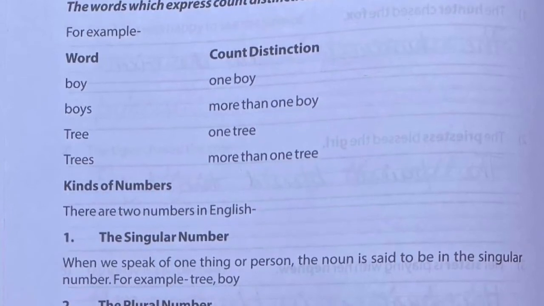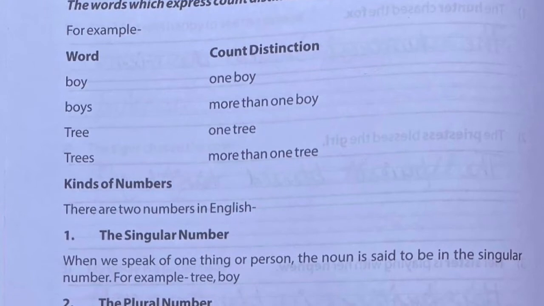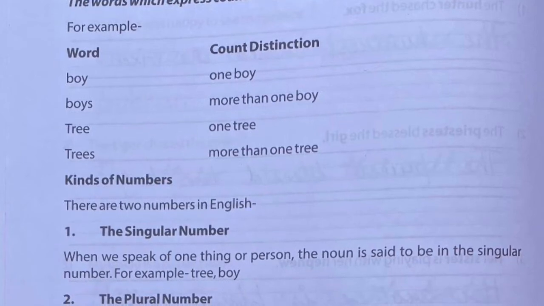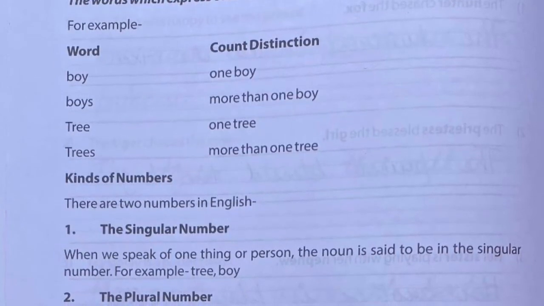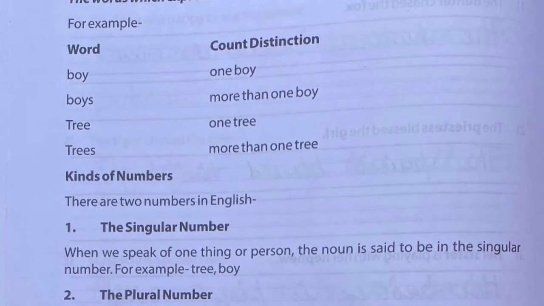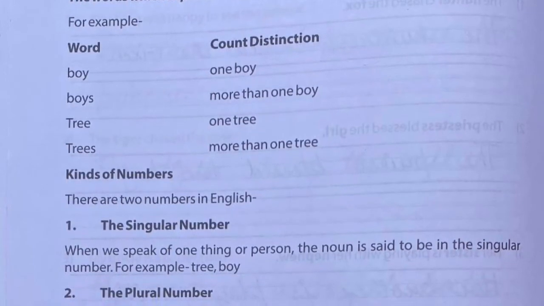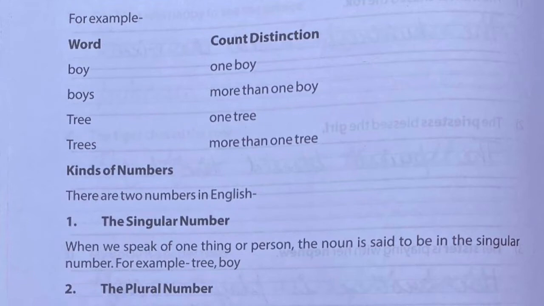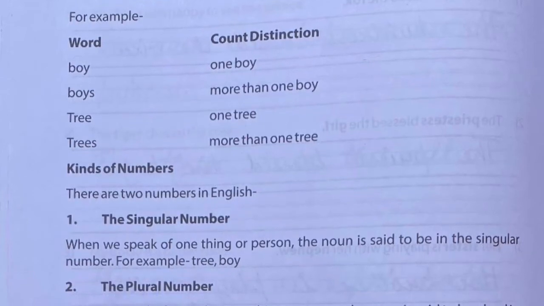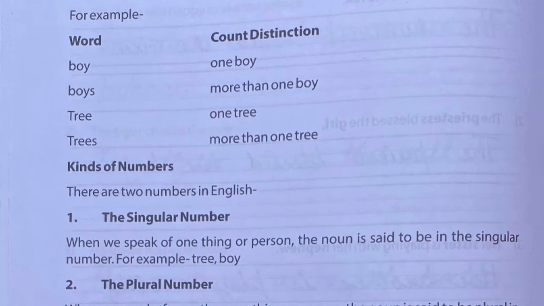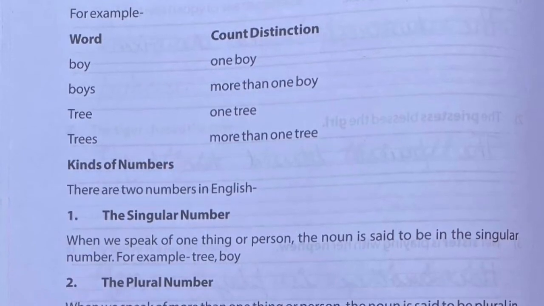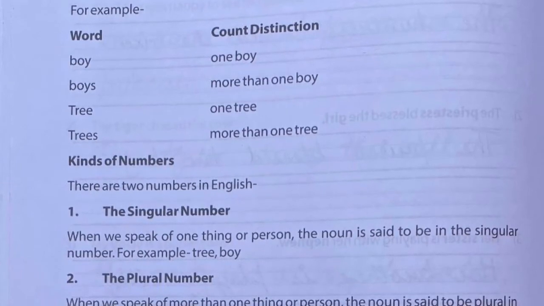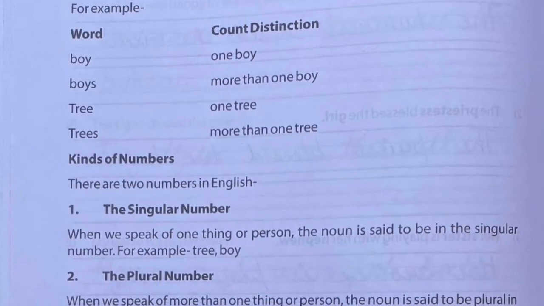How many types are there of number? There are two types in English, the singular number and the plural number. What do we understand by singular number? When we speak of one thing or person, the thing which is one in number or one in counting, that is said to be in the singular number. When we speak of one thing or person, the noun is said to be in the singular number. For example, what we have read just now about tree and boy.